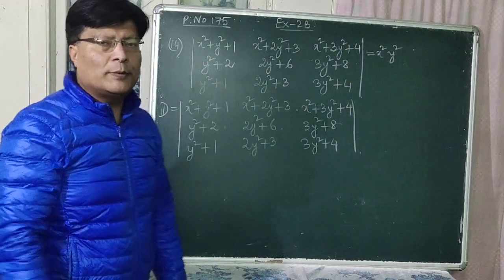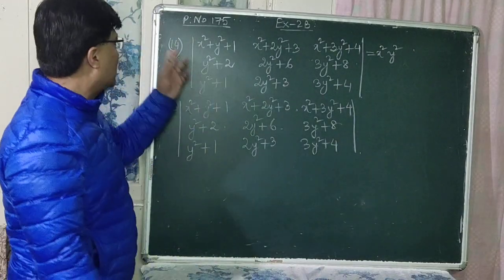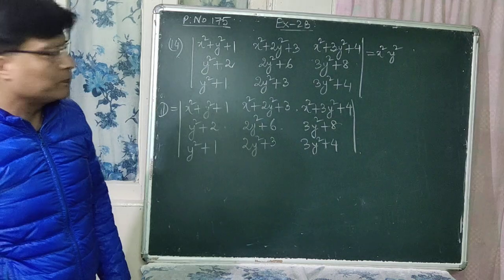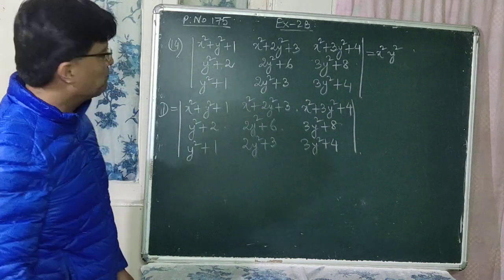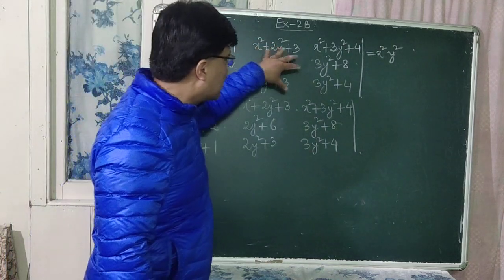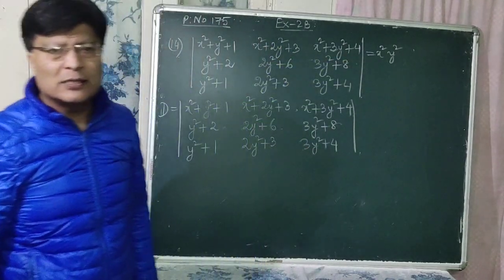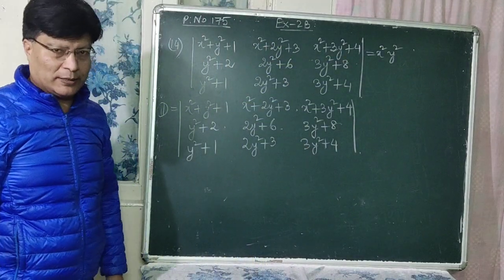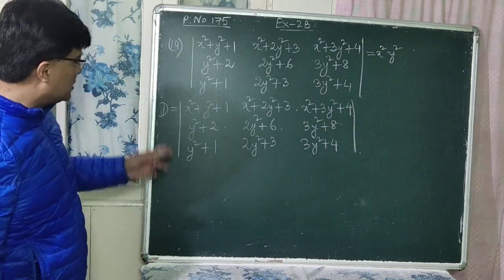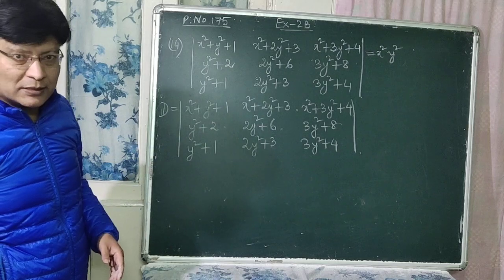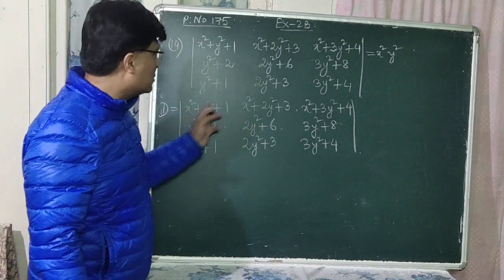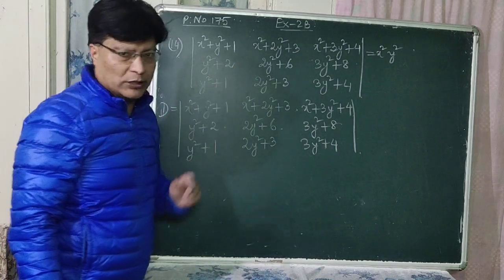So now we will do the next number, that is question number 14. Now what is question number 14? You can see it here. You have to prove this left hand side is equal to right hand side, that is x square y square. So I have written here D is equal to this left hand side. I already copied it. Okay. So D is equal to this left hand side is copied out here.